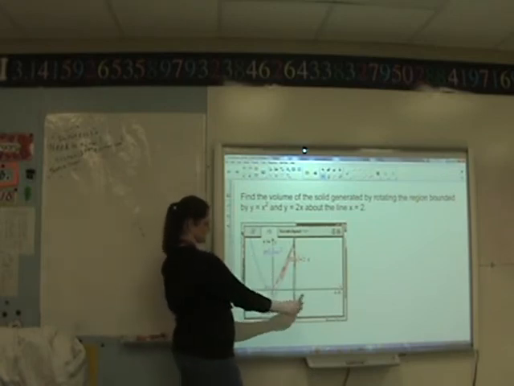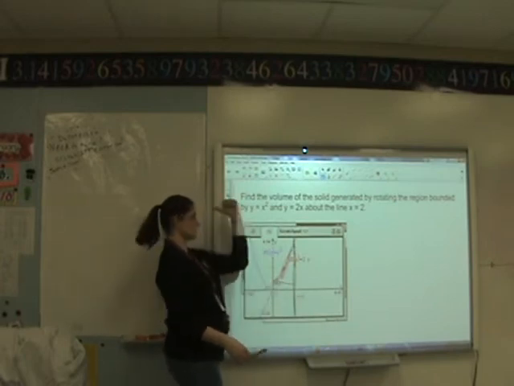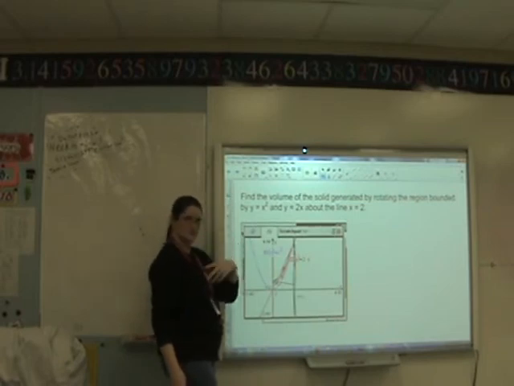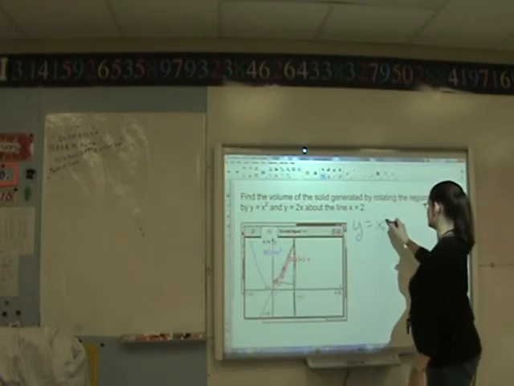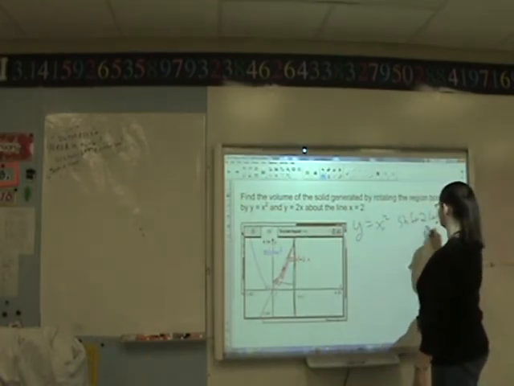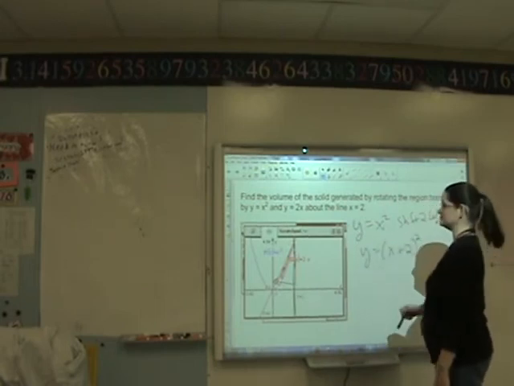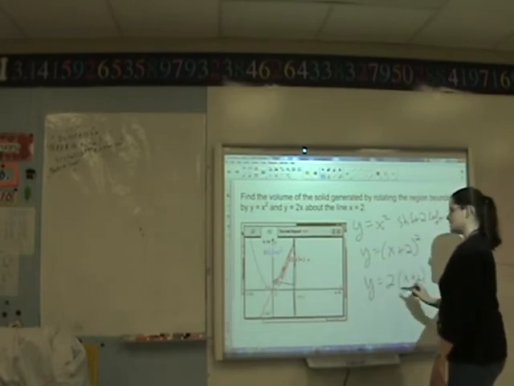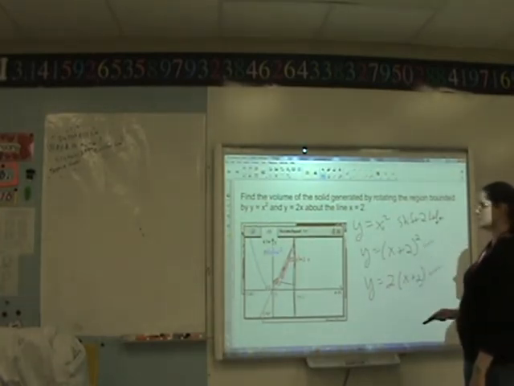So this is x equals 2. So I want x equals 2 to be the y-axis. So I've got to shift to the left. How much am I shifting to the left? 2 units. How do I shift 2 units to the left? What do I do with y equals x squared to make it shift 2 to the left? X plus 2 squared. You put a plus 2 directly in there where x is. So these are my two new equations.